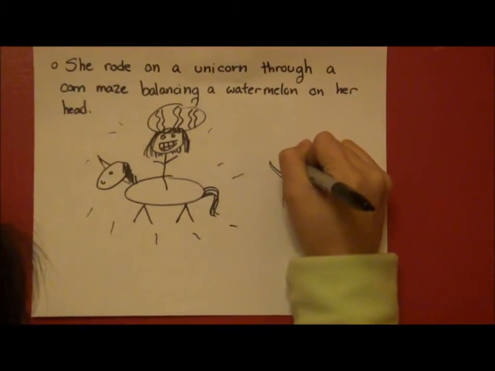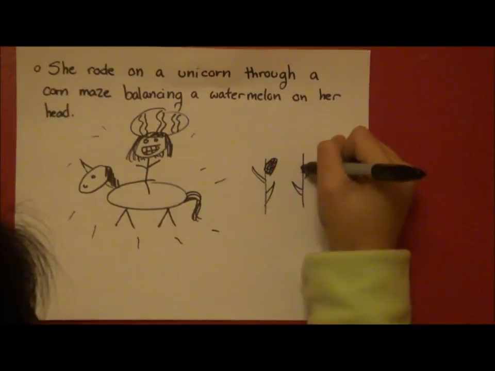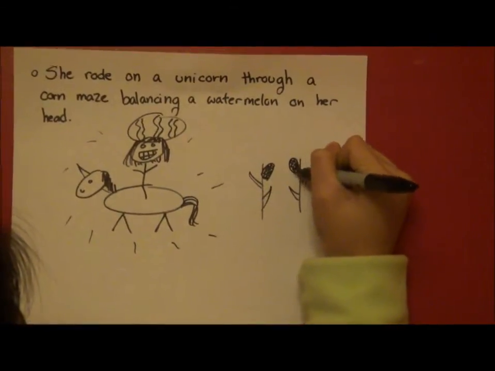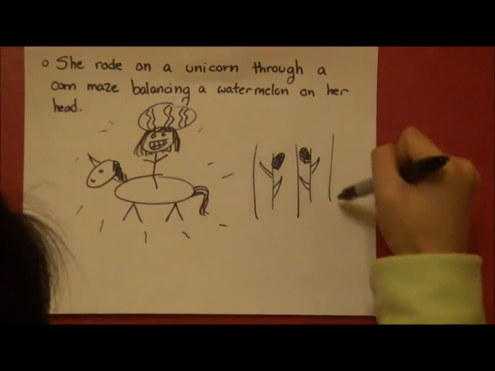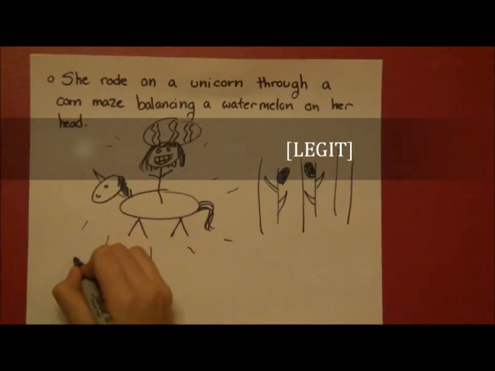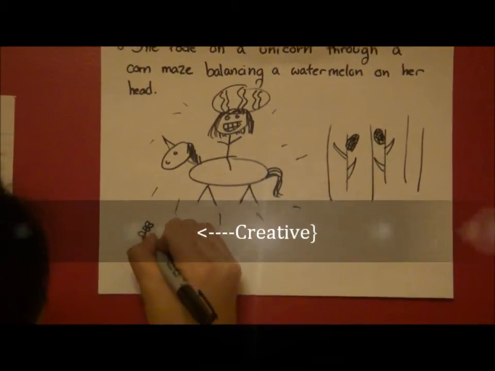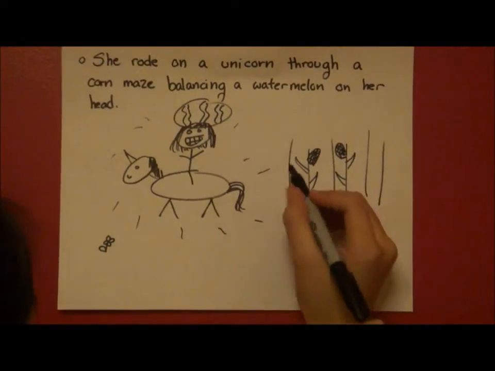Doesn't have to be completely accurate. In fact, I almost guarantee you won't be. So there's a couple corn stalks. That seems pretty legit right here. And I'm going to take some creative liberty and add a flower right here. Honestly, visualization is pretty fun. You can pretty much do whatever you want with it.